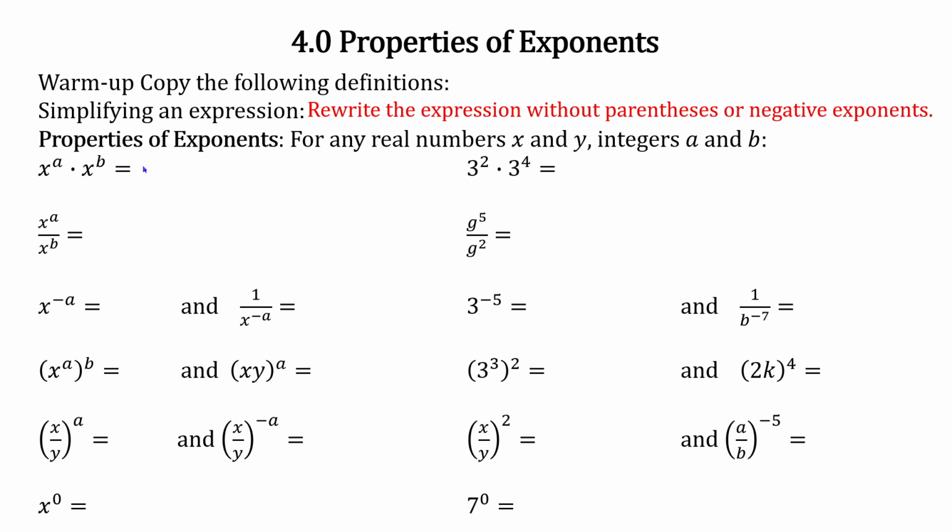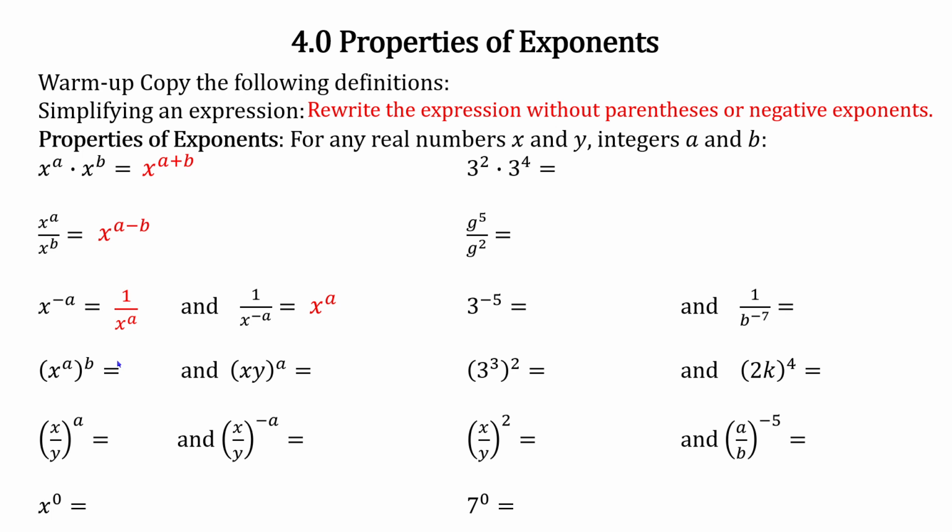X to the a times x to the b, you add the exponents. X to the a over x to the b, subtract the exponents. X to the negative a is 1 over x to the a. 1 over x to the negative a is just x to the a.